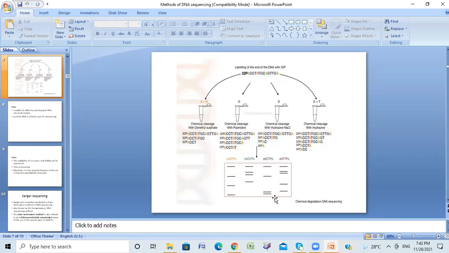And the reading is from the smallest to the biggest one. So where do you find the smallest fragment in the gel? This is the negative side, this is the positive side. So where do you find the smallest one?